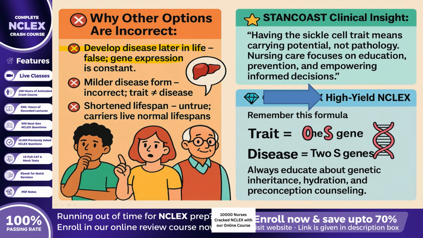Transitioning now to the Stan Coast clinical insight, having the sickle cell trait means carrying potential, not pathology. The nurse's responsibility lies in education, genetic counseling, and prevention of rare, stress-induced complications through proper hydration, rest, and awareness. Moving on to the Stan Coast High-Yield NCLEX Pearl. Always remember this genetic formula. Trait equals 1 S gene, disease equals 2 S genes. Educate clients that carriers remain asymptomatic but can transmit the gene to their children. Emphasize preconception counseling and hydration awareness during strenuous physical activity or high-altitude exposure.